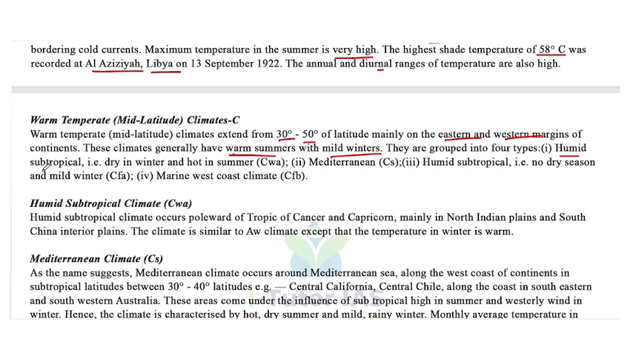First one, humid subtropical, that is dry in the winter and hot in summer. Second one, Mediterranean. Third, humid subtropical, that is no dry season and a mild winter. Finally, marine west coast climate. Humid subtropical climate.